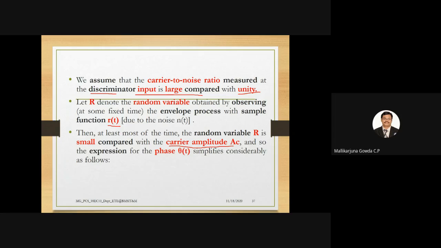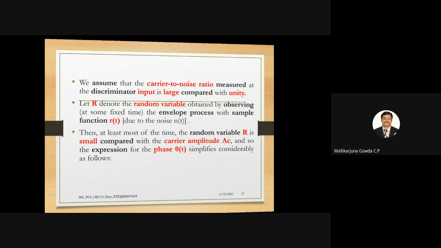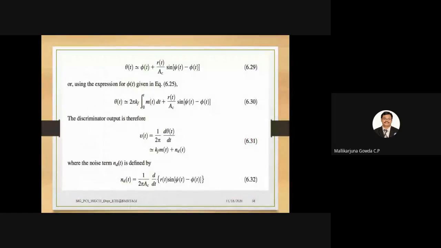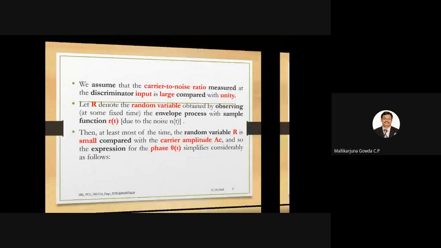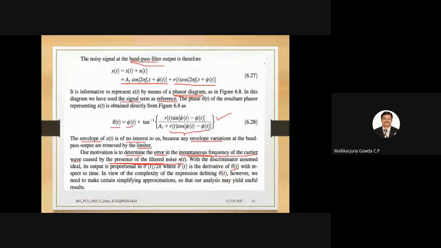Okay, that is why we simplify that expression for theta of t, that is the phase, in the previous equation as phi of t plus R of t into sine of psi of t minus phi of t divided by AC. So I am neglecting this cosine function, because this AC component will be much greater than this component R of t. That is why I can neglect this, and I can approximate theta of t as phi of t plus that.